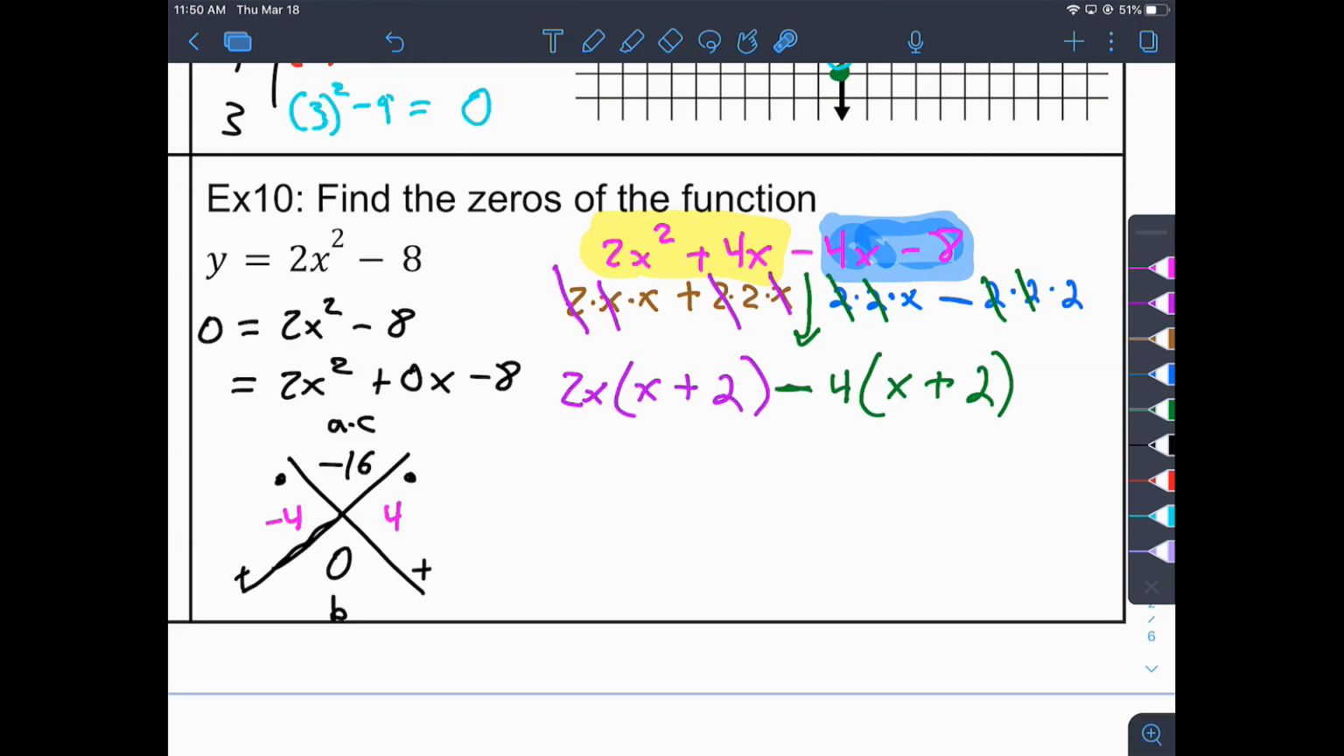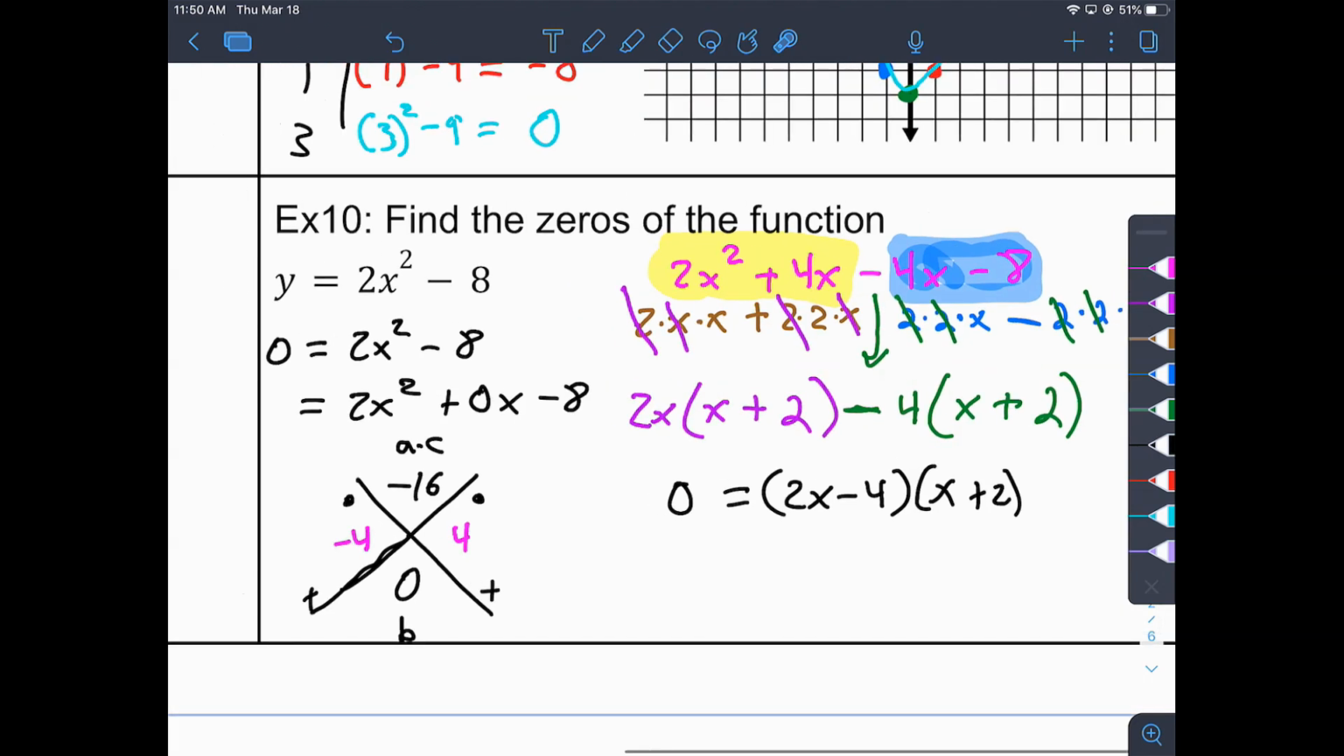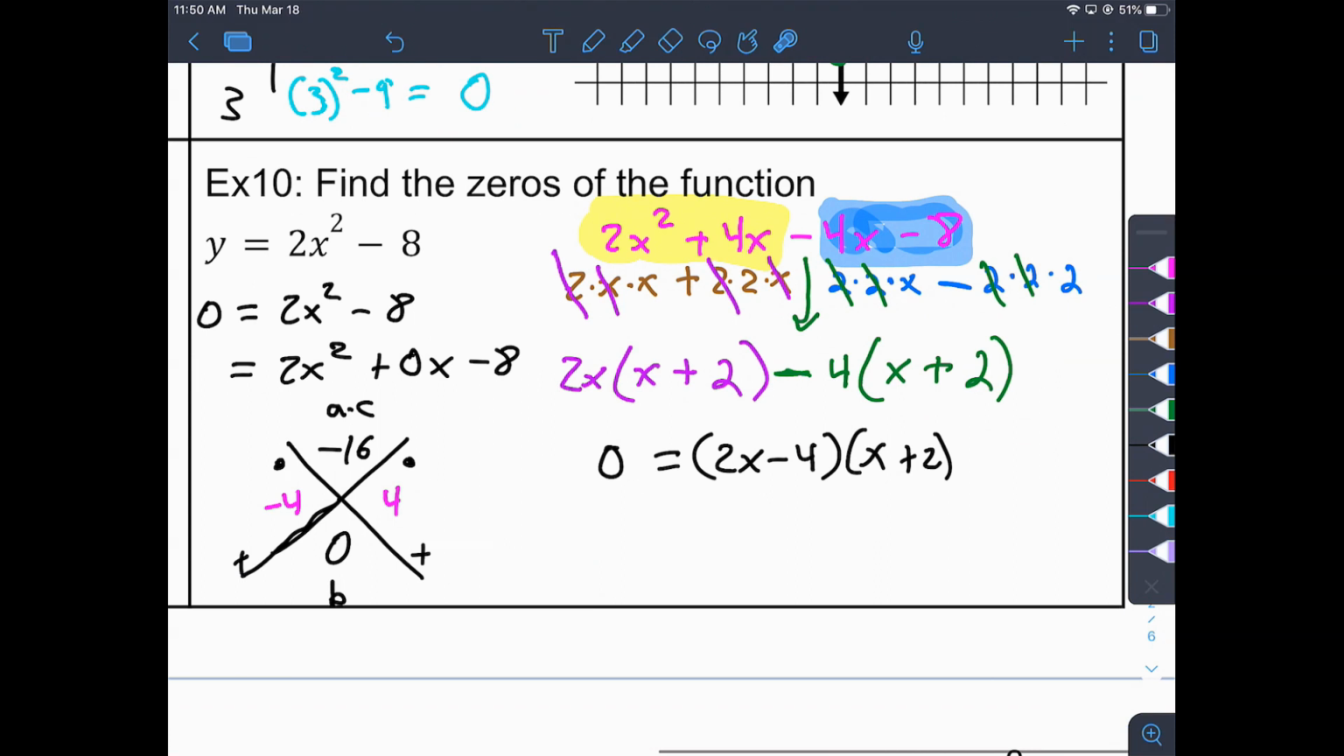Hey, look at that. Parentheses are the same. That means x plus 2 is part of my answer, and 2x minus 4 is the other part of my answer. Still equals 0. Now, depending on how much time you spent in chapter 7 and things you talked about, you could realize that there's a 2 in common and pull that out to the front. But it doesn't really change where the 0 is.